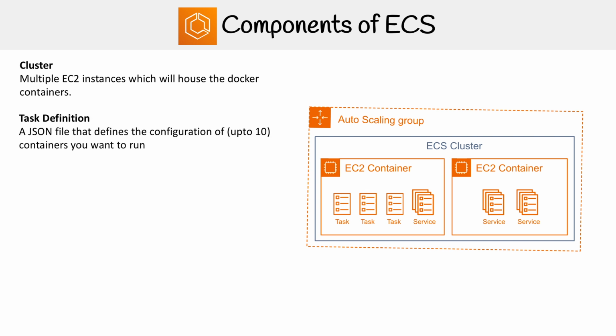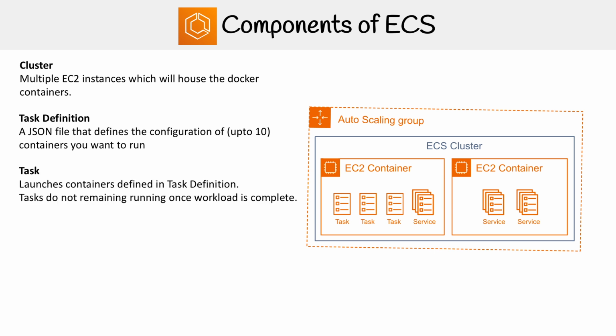And so another thing that's really important is task definition files. We don't have a representation of any of that in our architectural diagram here, but that's just a JSON file that defines the configuration of up to 10 containers that you're going to want to run. Then you have a task, and that uses a task definition to launch containers.